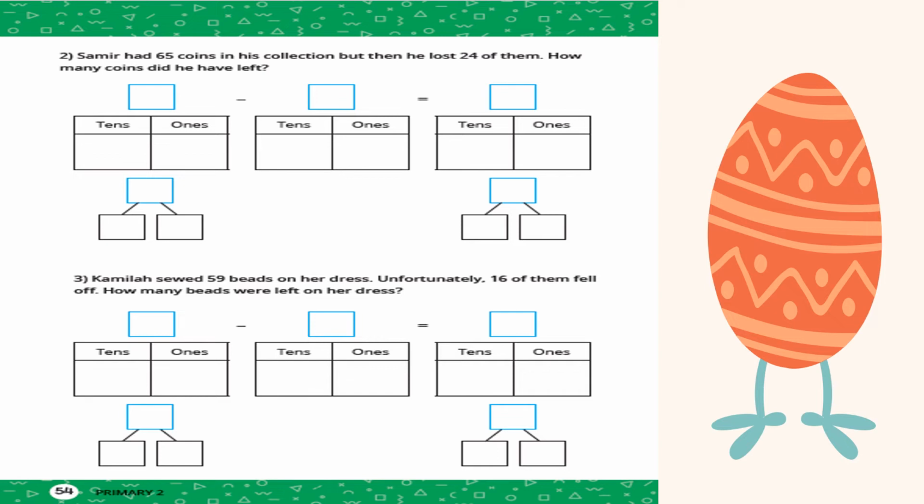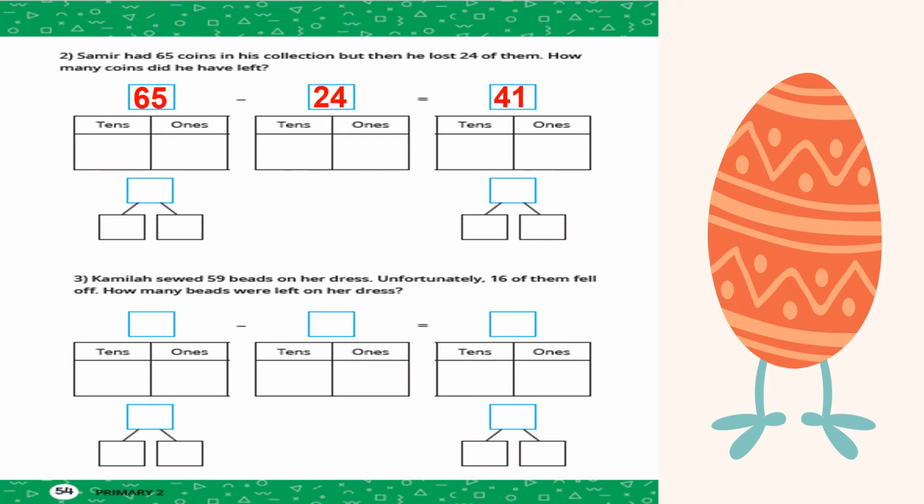Samir had 65 coins in his collection, but then he lost 24 of them. How many coins did he have left? Left is a keyword for subtraction. So 65 minus 24. Let's start with ones. 5 minus 4 equals 1. 6 minus 2. Count from small to big. After 2, 3, 4, 5, 6. How many fingers? 4. So 65 minus 24 equals 41.